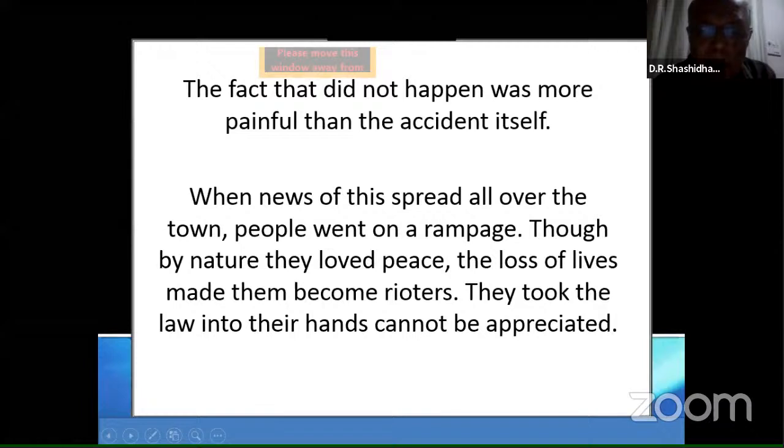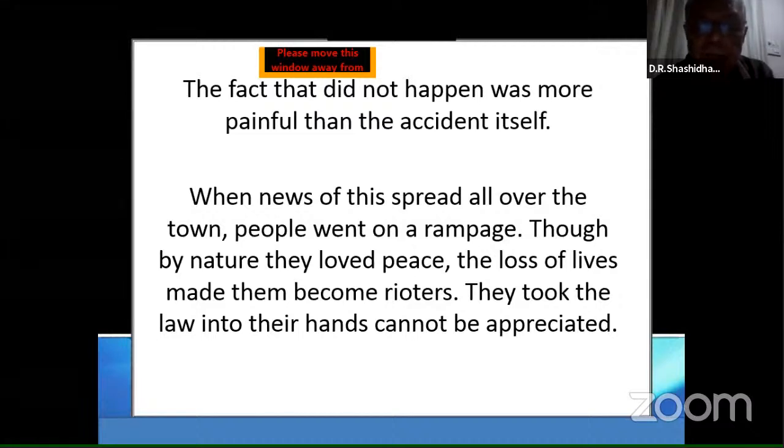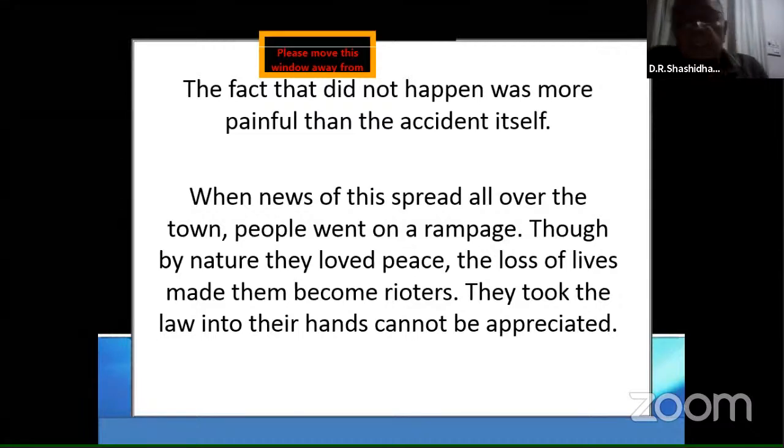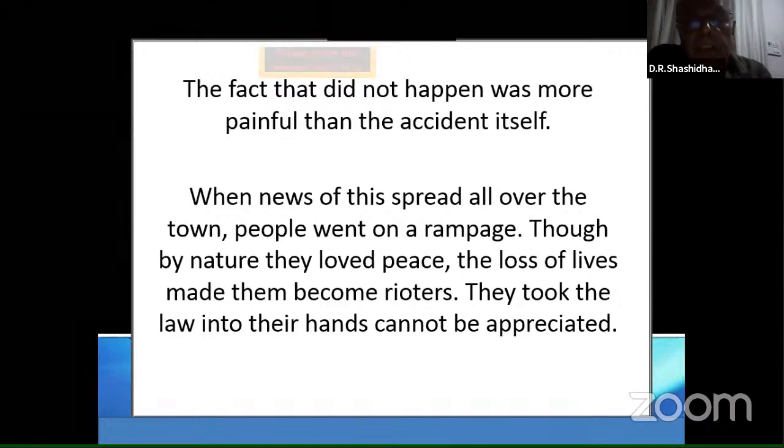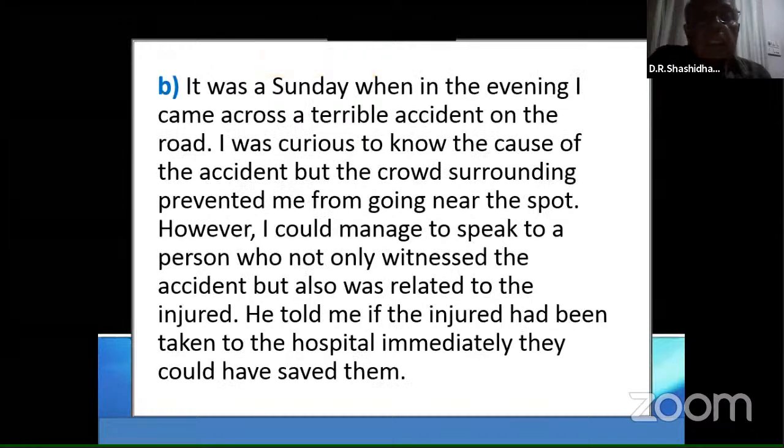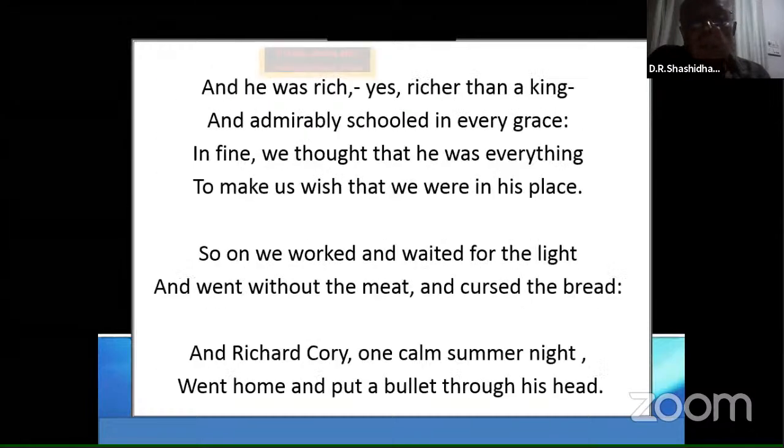Yes, Madam Ruparani, you are right. "They took the law into their own hands." "Cannot be appreciated" is a simple sentence. Fine. Now we are left with one more task. Can we go to the next slide, please? Not the prose or the passage, yes, the poem.